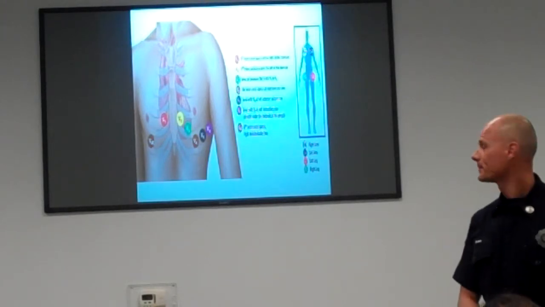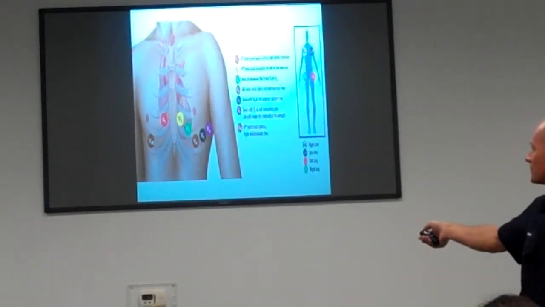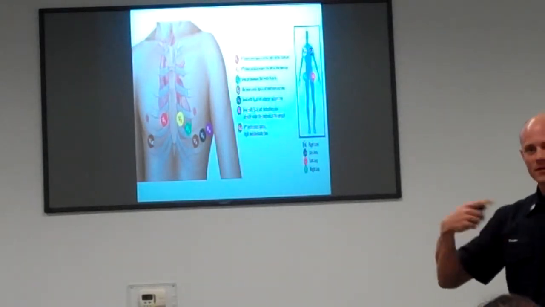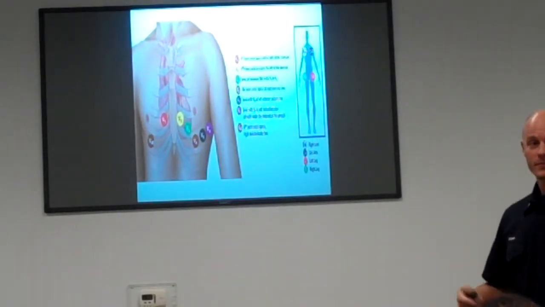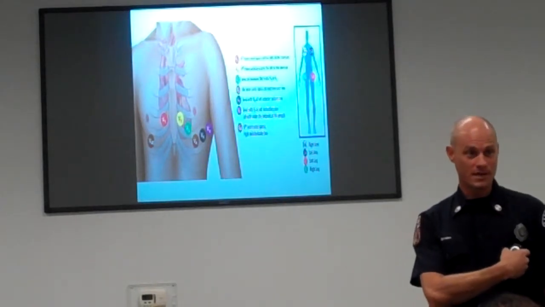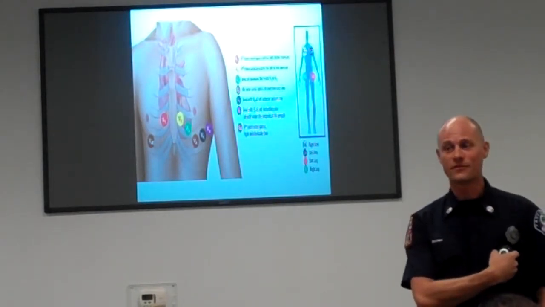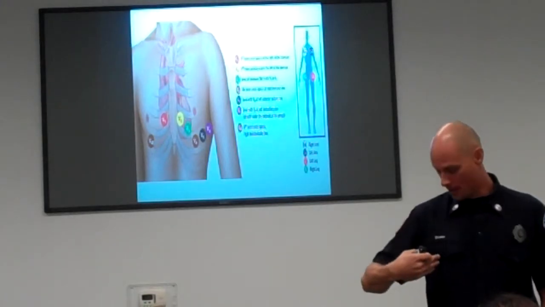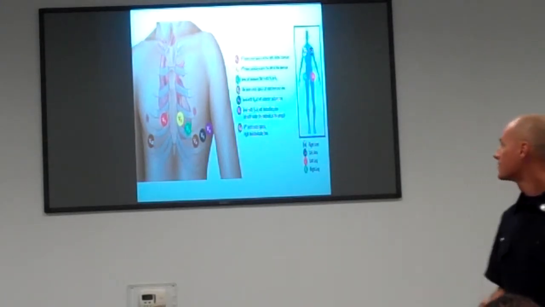And then we're going to introduce, I guess you guys are already familiar, but we're going to talk about V4R as well. V4R is nothing more than the right-sided V4 lead, exactly the same location, fifth intercostal space, mid-clavicular, just right here on the other side. Okay, so we'll talk about that a little more.